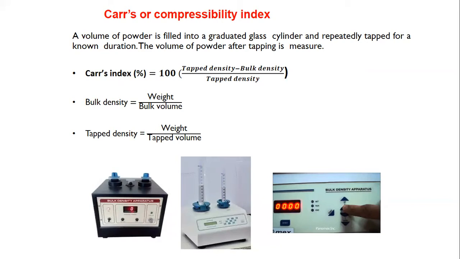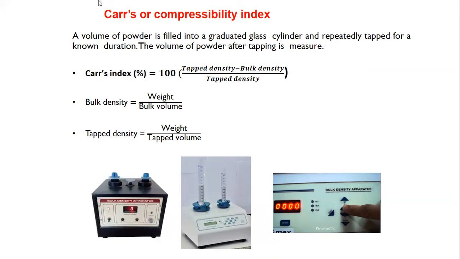So after a certain time or a particular number of tappings, the cylinder is removed from the bulk density apparatus and the volume is noted down, that is the tapped volume. So using the readings of bulk volume and tap volume, the bulk density and tap density of the formulation, that is either powder or granules, is determined.